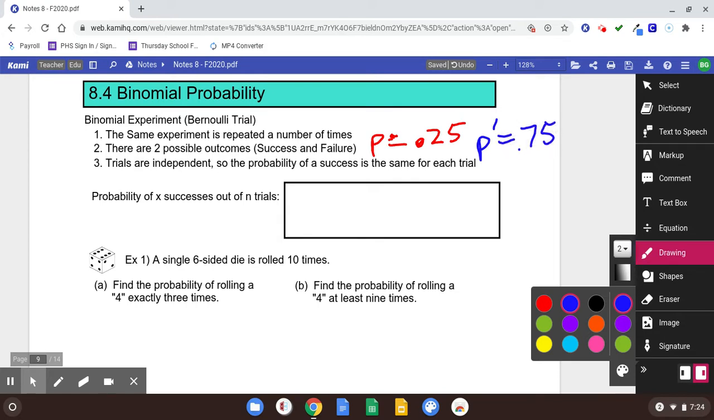And that's going to happen in every single problem. You're going to have a probability of success and a probability of not success, or failure. The trials are independent, so that means the probability of success is the same for each trial.